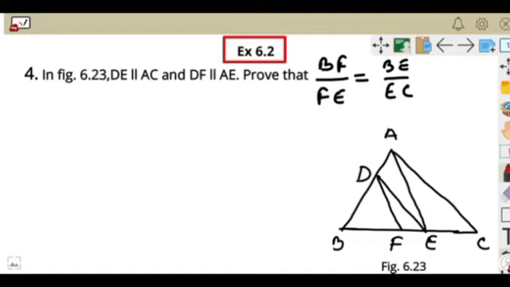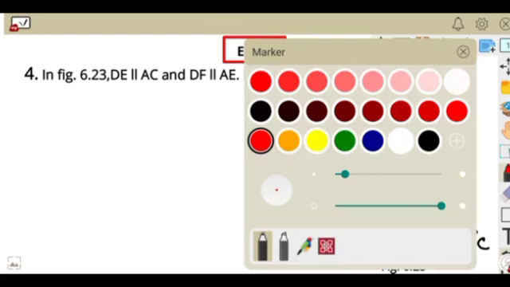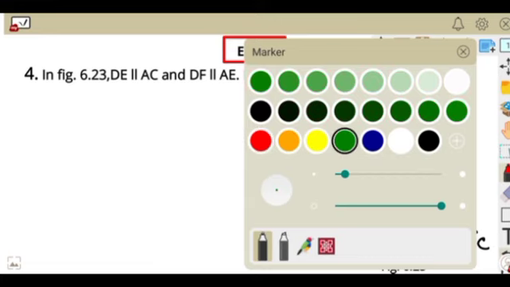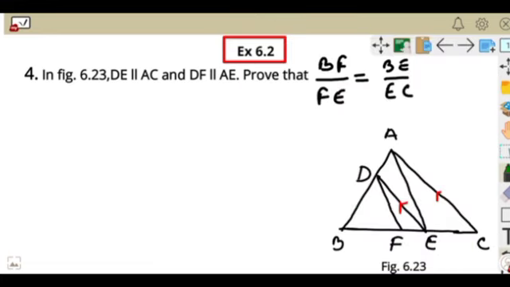Hello everyone, we have question number 4. In figure 6.23, the figure that you see right now is your figure 6.23. DE is parallel to AC, and DF is parallel to AE. Prove that BF by FE equals BE by EC.